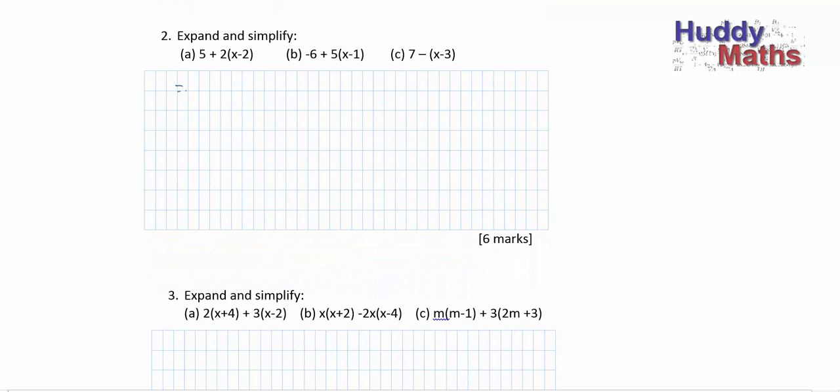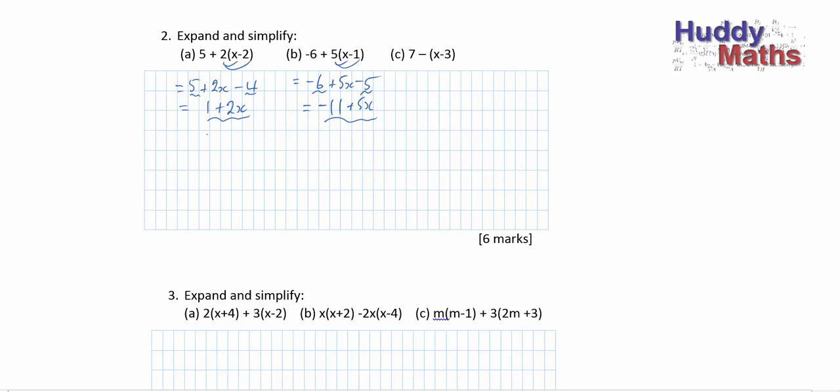So here we have a number out the front. So it's 5 plus 2 by x is 2x. 2 by neg 2 is neg 4. So now collecting up the numbers together, 5 take 4 is 1 plus 2x. Over here, number out the front, leave that alone for the minute. And 5 by x is 5x. 5 by neg 1, neg 5. Collecting up the numbers, neg 6 take 5, further down the number line, you're way down at neg 11 now, plus 5x.